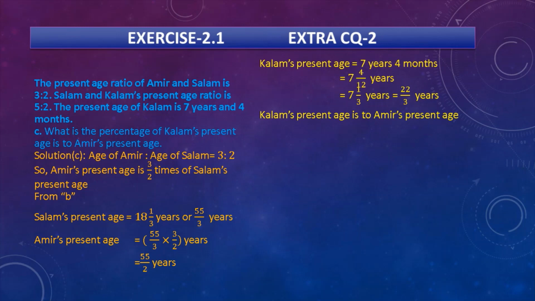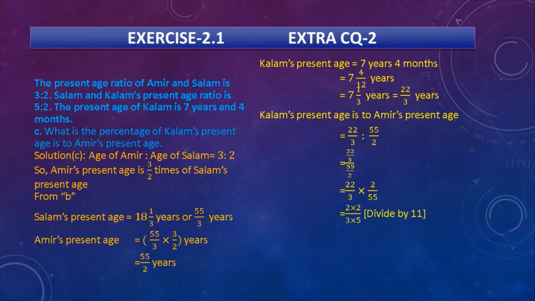Now we will find the ratio of Kalam's present age to Amir's present age. That is 22 divided by 3 is to 55 divided by 2, because Kalam's present age is 22 divided by 3 and Amir's present age is 55 divided by 2. So the ratio is something like this. From this ratio we can write this fraction, because a ratio is one kind of fraction. So we can write 22 divided by 3 divided by 55 divided by 2. Now if we take the reciprocal, we get 22 divided by 3 multiplied by 2 divided by 55.